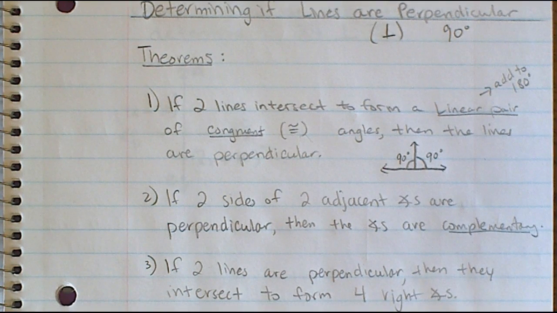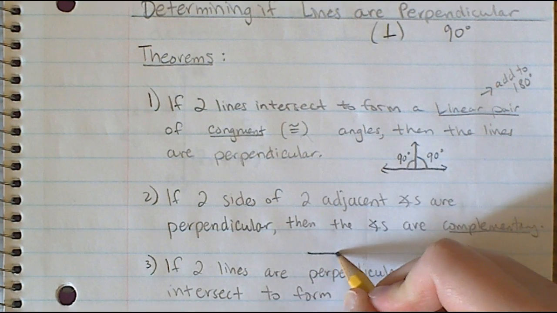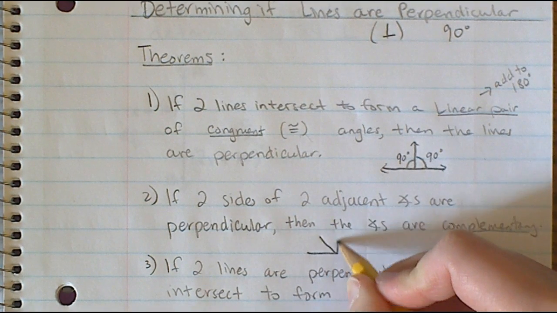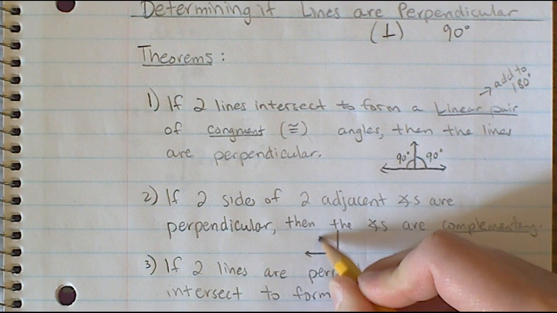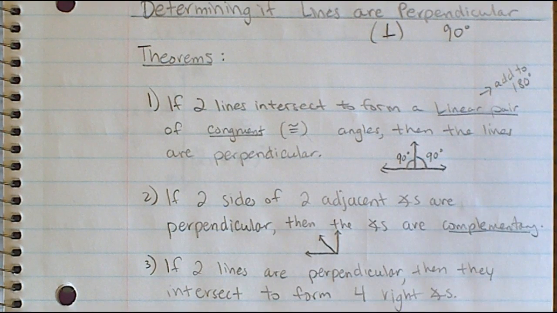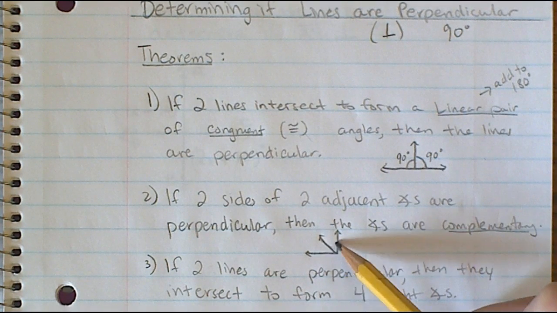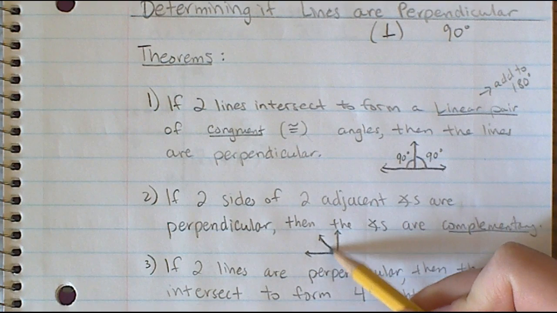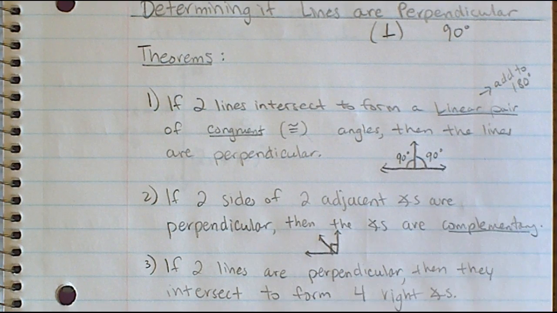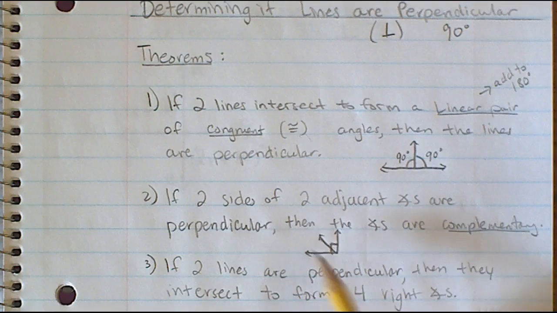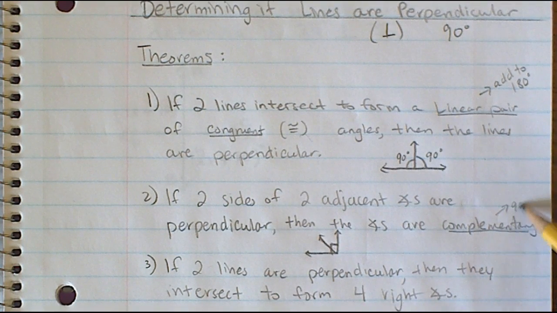Theorem number 2 says if two sides of two adjacent angles are perpendicular, then the angles are complementary. So to give you a little picture for this one, say I have two adjacent angles like this, and two sides of those angles, so not the common side, but the two non-common sides. If these two form a 90-degree angle, if they're perpendicular, then those angles must be complementary. They must add to 90 degrees.